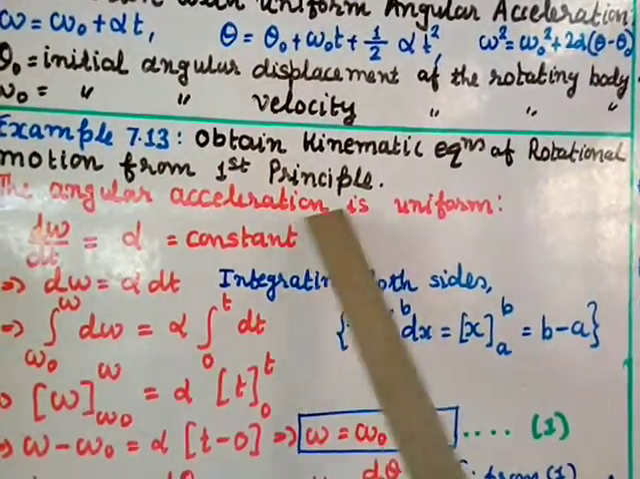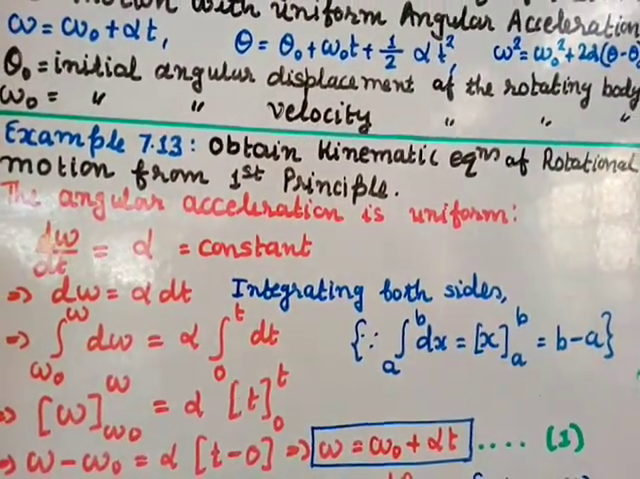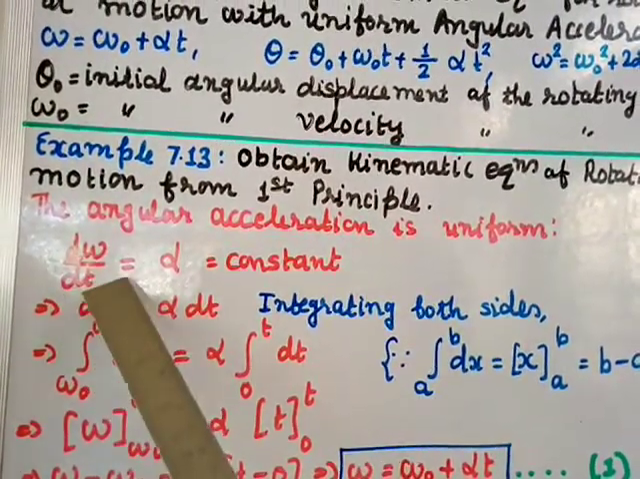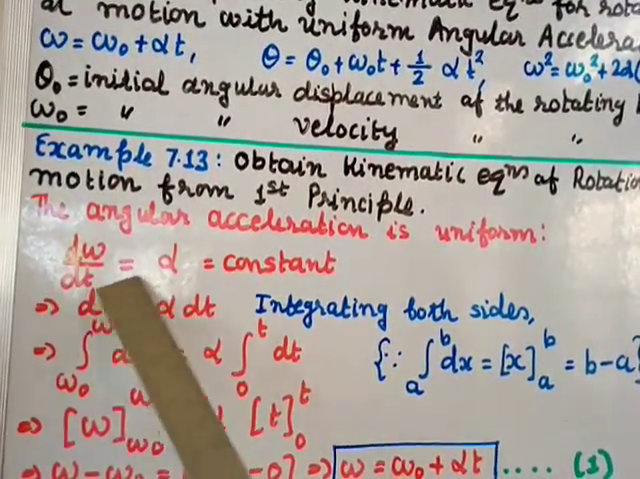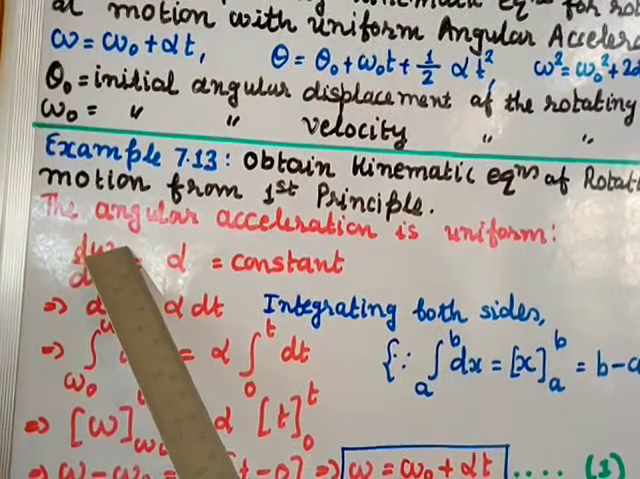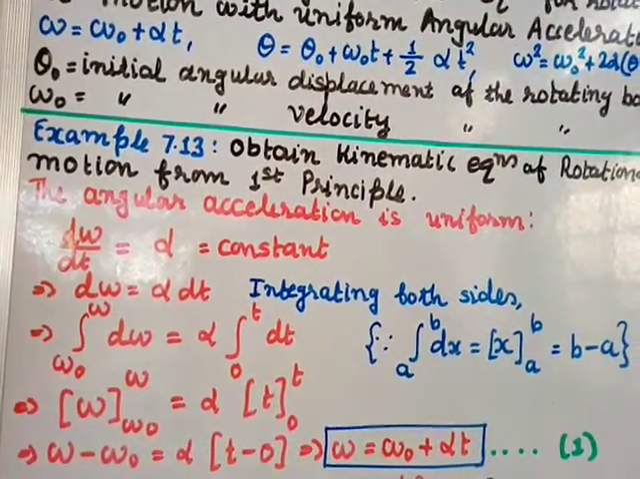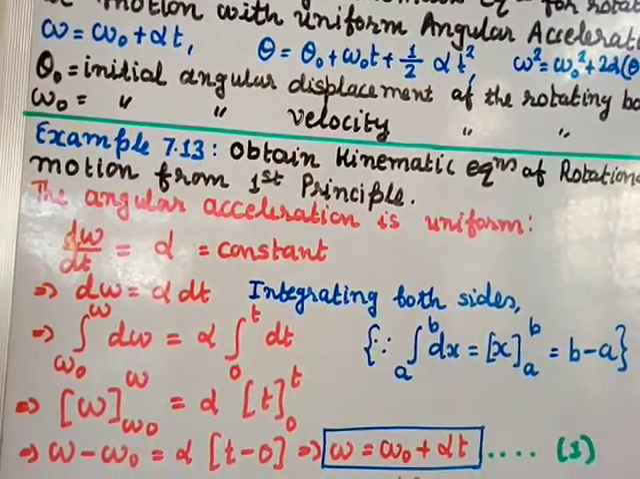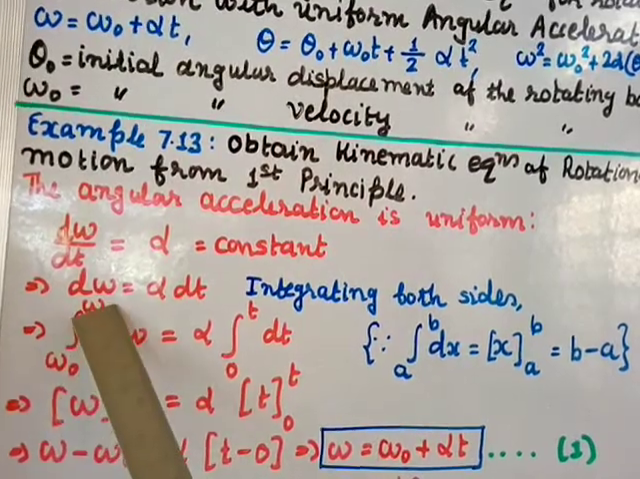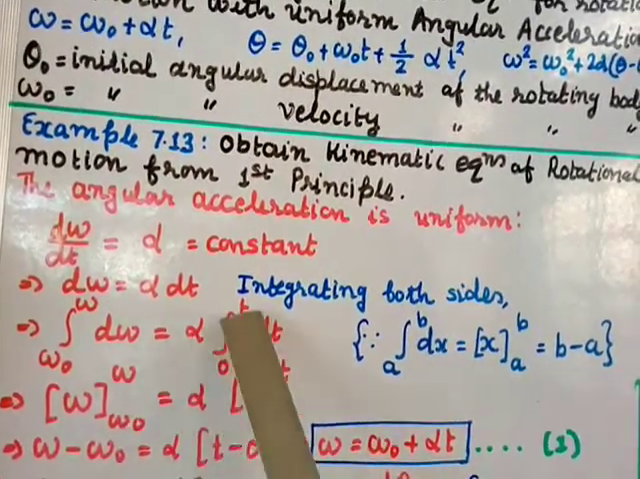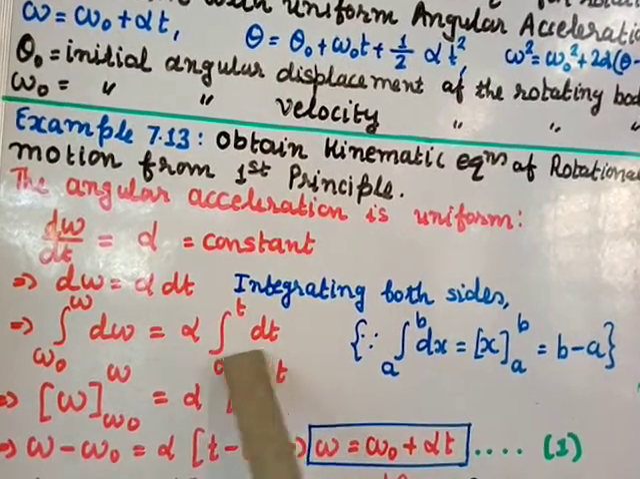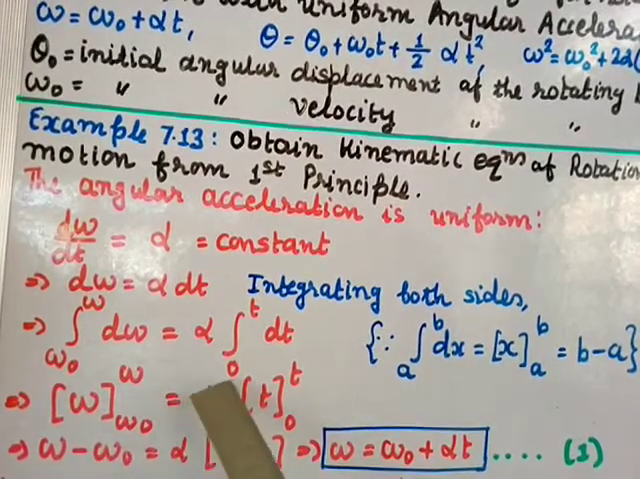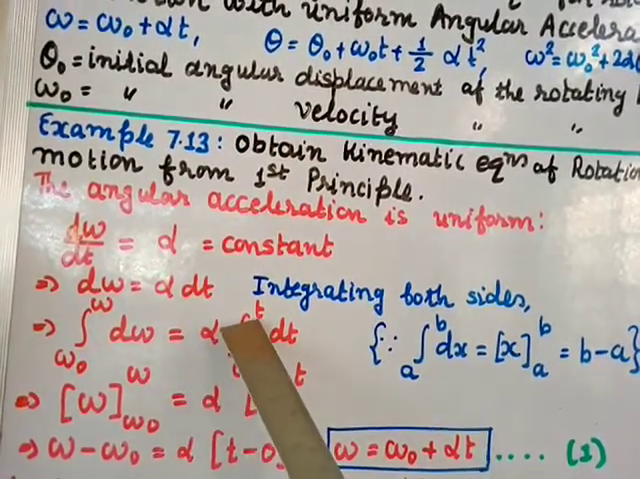First, the angular acceleration is uniform. We consider that the angular acceleration is constant, that means d omega by dt is equal to alpha, a constant. The change in angular velocity gives the angular acceleration. Transferring dt, we get d omega is equal to alpha dt. Integrating on both sides: integral from omega naught to omega of d omega equals alpha, a constant, times integral from 0 to t of dt. Omega naught is the initial angular velocity and omega is the final; 0 is the time at t equal to 0, and t is the time t.